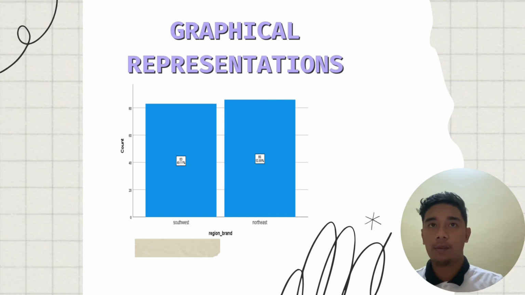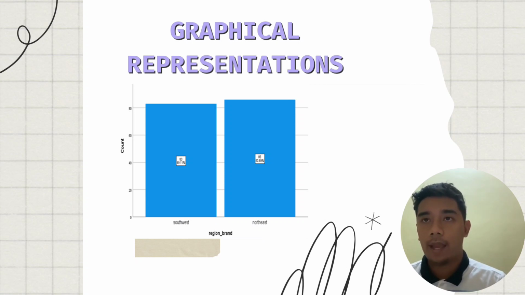Today, I'm going to present about graphical representation. Graphical representation refers to the use of charts to clearly visualize and simplify data sets. Data is entered into graphing software and then represented by a variety of symbols such as lines in a line chart, bars in a bar chart, or slices in a pie chart.